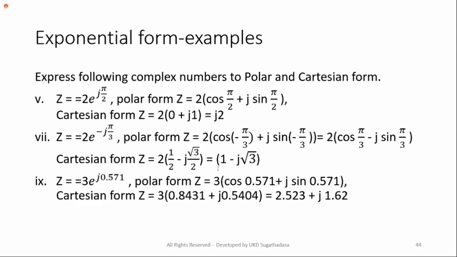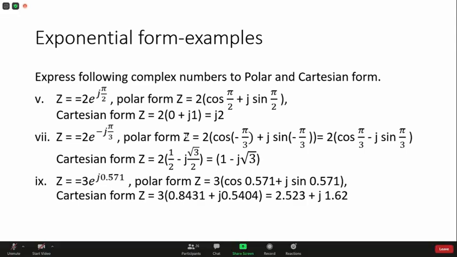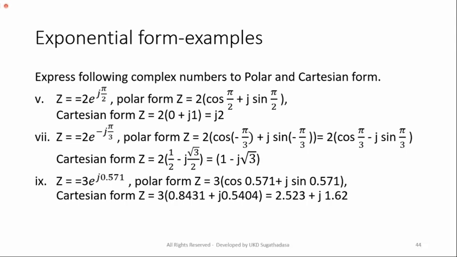This is a critical point that I am describing now, because when you get a question like this, normally you use the calculator, no? Remember, you have to have in your mind that 0.571 is a radian. Radian given. So the polar form is z equals 3 cos 0.571, right? It's a radian, like pi by 4, pi by 5, whatever, like this. Then j sin 0.571.